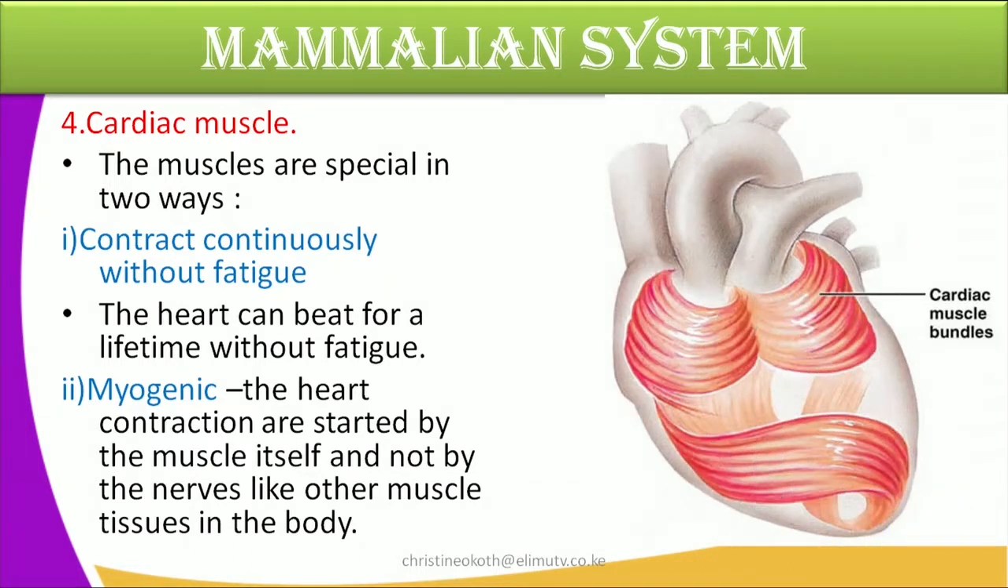Another structure that you will see in the mammalian system, that is the heart, is something we call the cardiac muscle. So there are 2 types of muscle which are found in the heart. If you look at our diagram there, that is where the muscles are located.